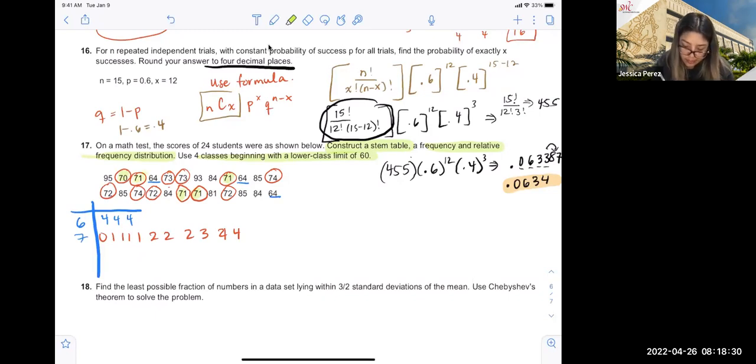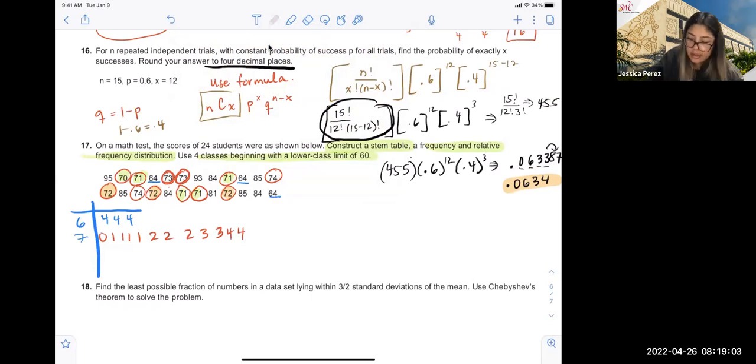So 1, 2, 3, 4. And then how many 72s? I have 1 and 2, 2 72s. Oh, 3, 3 72s. So 1, 2, 3. How many 73s? I have 1, 2. Oh, I have 2 73s. The 2 73s, these two, and then 1, 2, 2 74s. Then there's a 4, and then there's a 4.